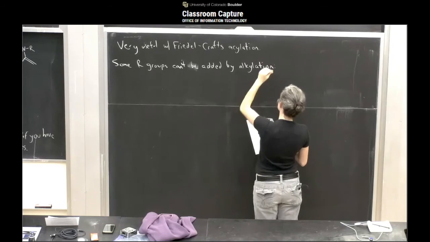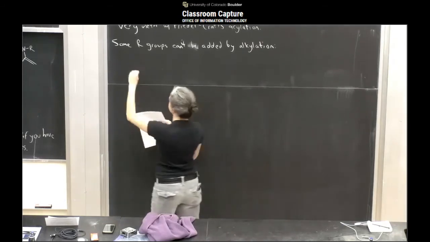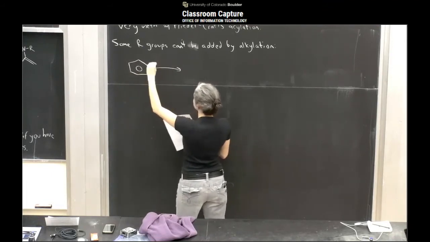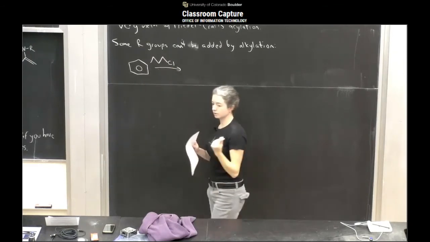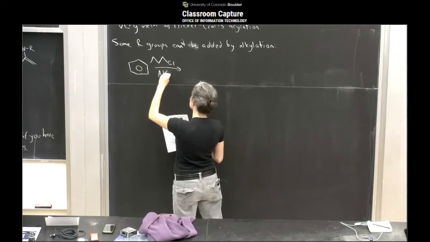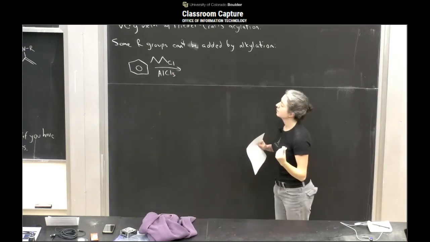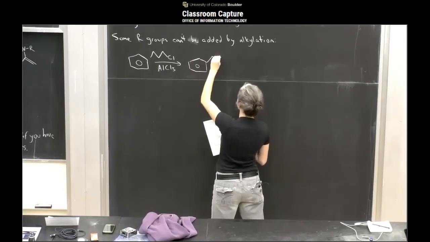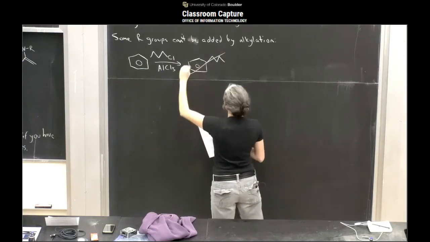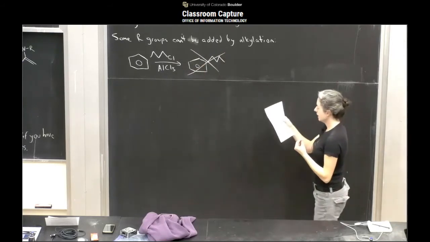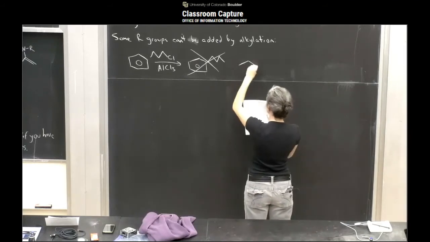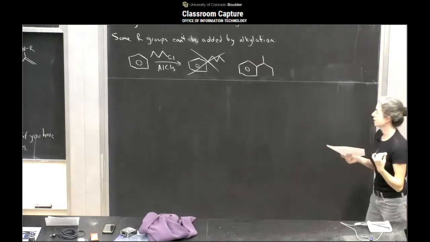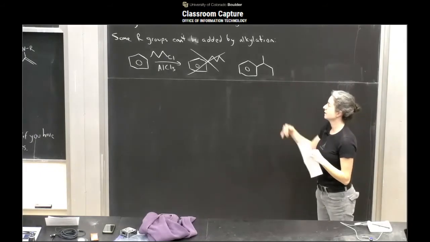So if we were trying to do, say, butylbenzene, we might think, okay, let's just use butyl chloride and AlCl3 and stick on a butyl group. But that's not going to happen because even though you pull off the chlorine, you make a carbocation, the alkyl halide has other ideas. And it's going to rearrange to make sec-butylbenzene instead.